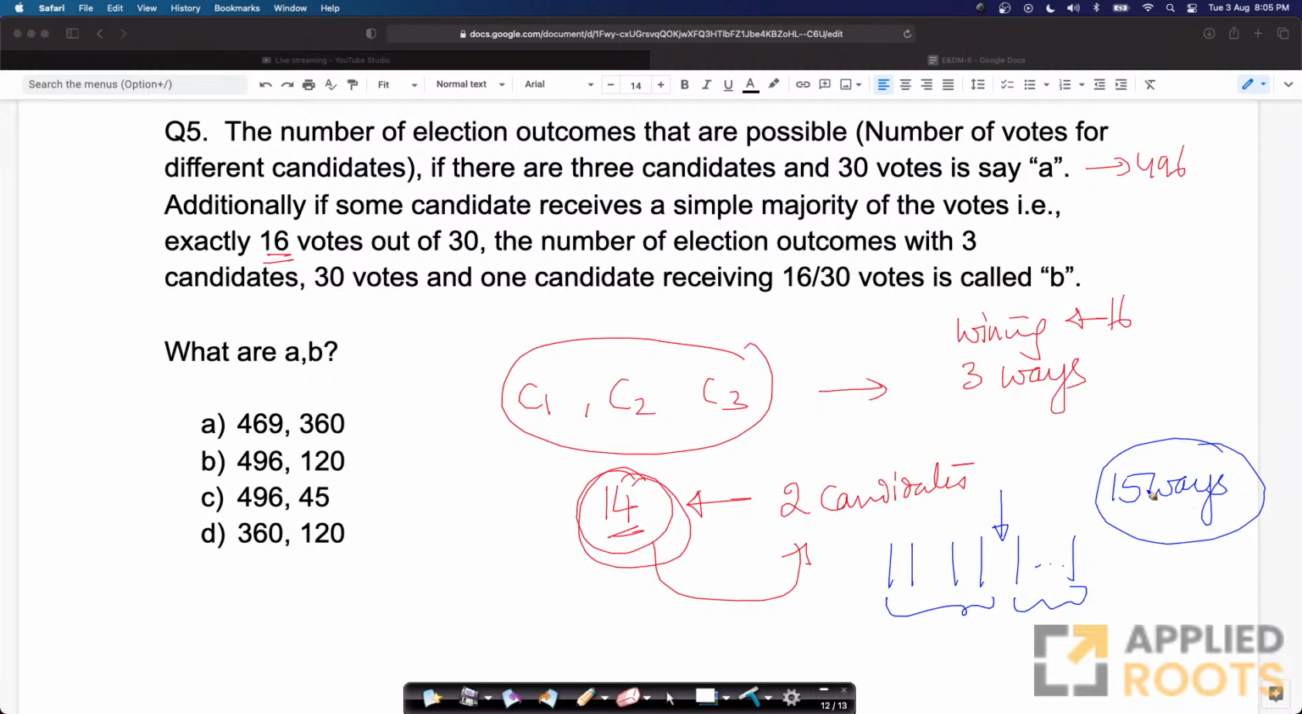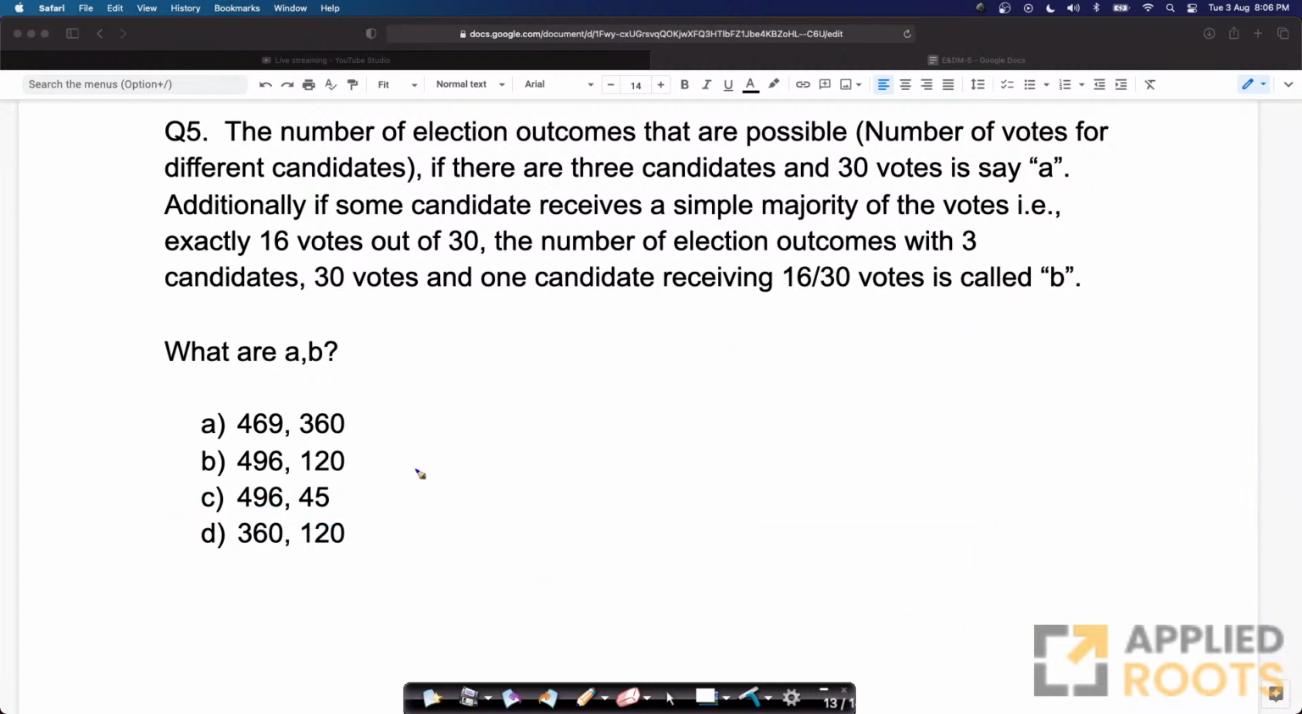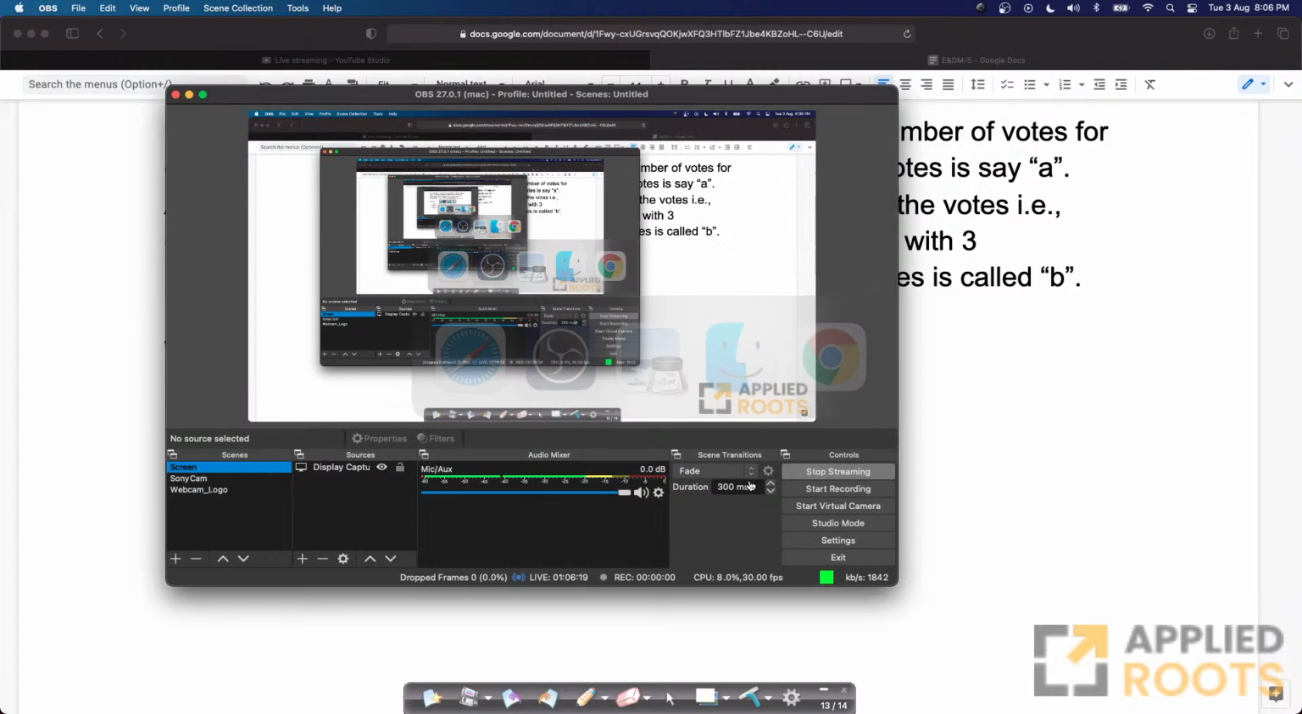But you should remember that in 15 ways, you can split the vote between the losing candidates, and the winning candidate can be chosen in 3 ways. So the total number of ways you can distribute the votes across these 3 candidates will be 3 into 15, which is 45. So B is 45, A is 496. It's simple as that, right? That's why I'm happy that many of you got it right. Very happy to see that.